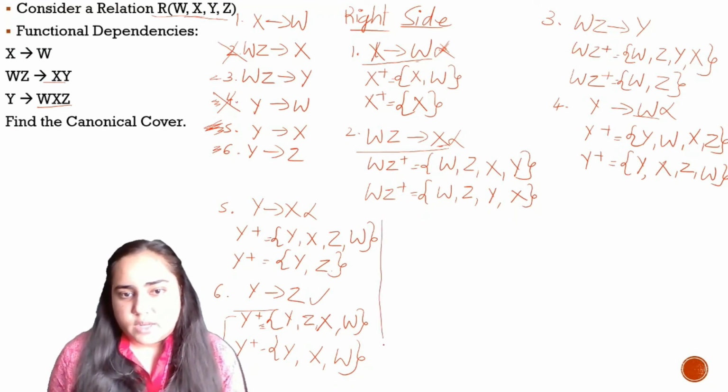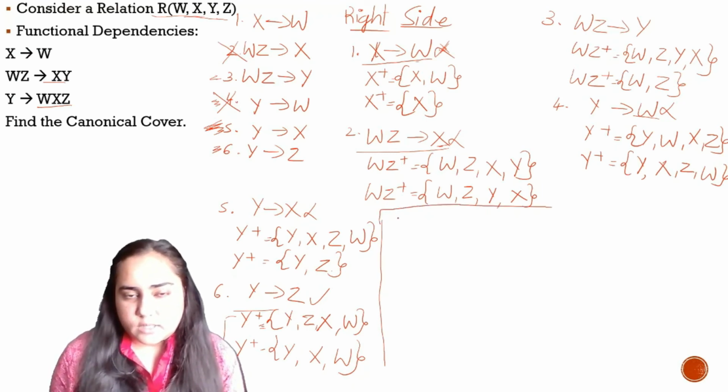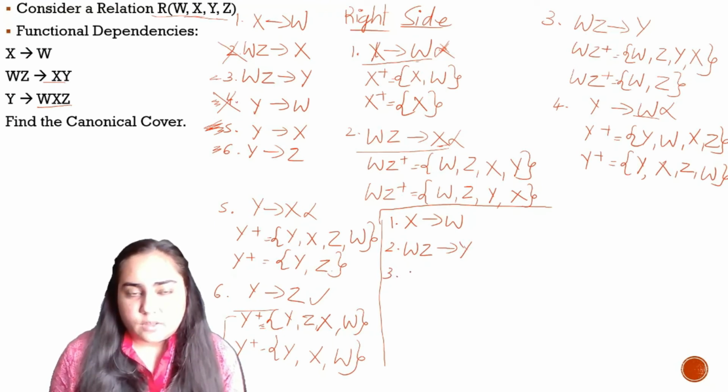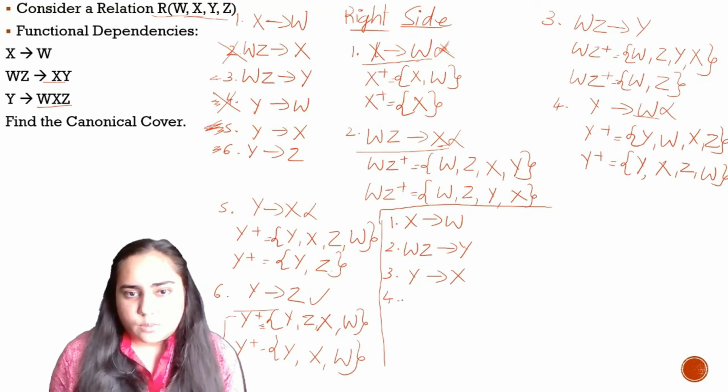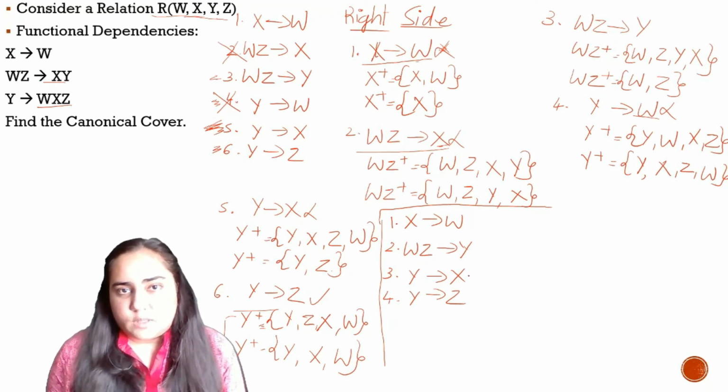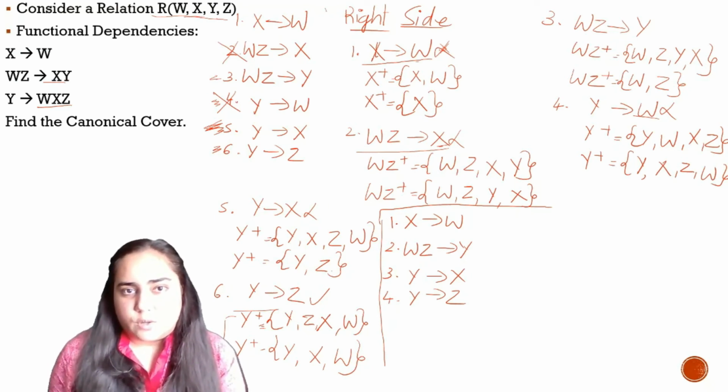So let's just write down the set of dependencies that we now have. The set now contains number 1, X determines W. Number 2 is gone. So number 3, WZ determines Y. Next one we have, Y determines W, is also gone. So we have Y determines X. And we also have Y determines Z. And we are finished with the right side that we were talking about here.